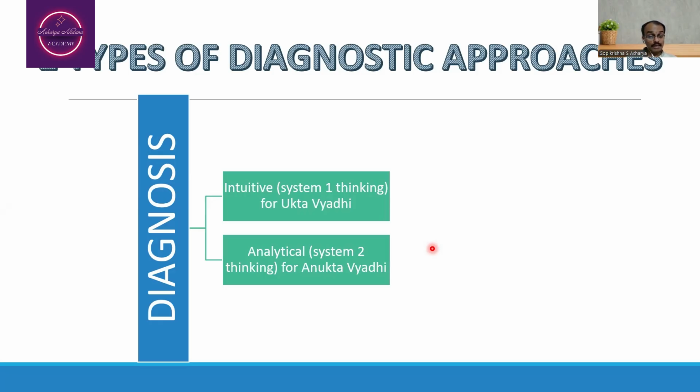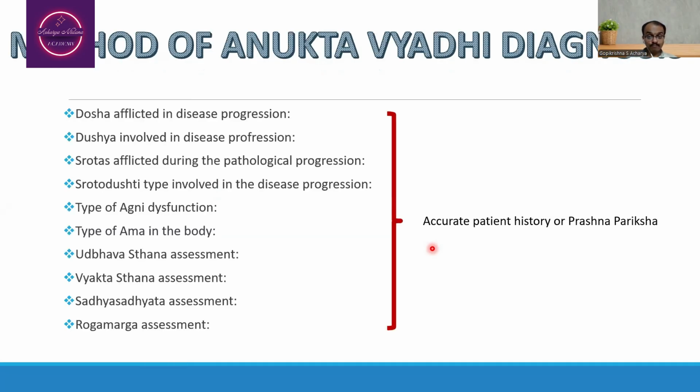Whereas if the person is suffering from the disease for the first time, then we have to go for thorough patient examination and accurate history taking. That is indicative of the analytical approach, or system two thinking. So Ukta Vyadhi requires the intuitive approach, whereas Anukta Vyadhi requires the analytical approach.